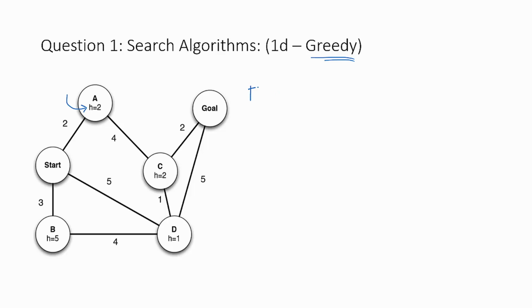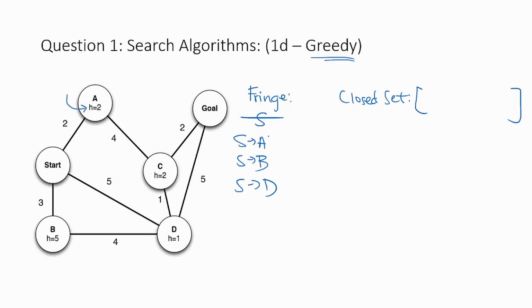So let's start off again with the fringe that just contains the path S, and a closed set that is empty. We will pop S off the fringe and enqueue its successors S to A, S to B, S to D. And the value we want to put for these paths is the heuristic value at the last state. So let's see, what's the heuristic value at A? Well, that's 2. That's right here. What's the heuristic value of B? That's 5 here. And the heuristic value of D, that's here. That's 1. So the path with the lowest heuristic value is S to D.